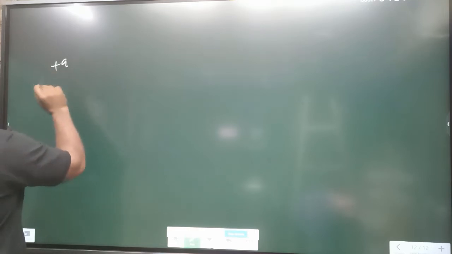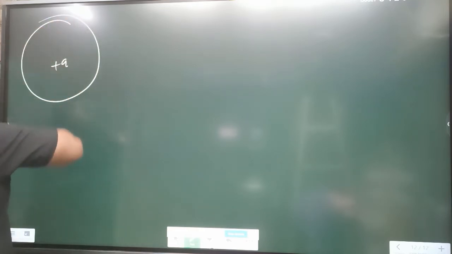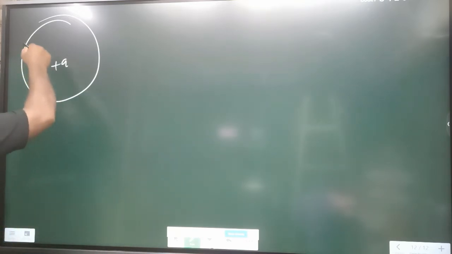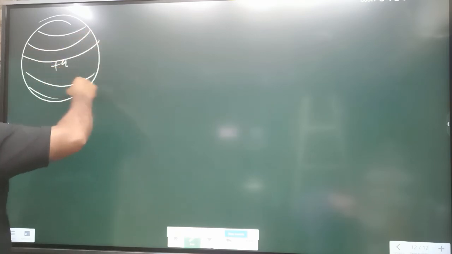Now, here is a plus Q charge. The electric field is created around this one. The charge creates an electric field in which direction? All directions. Yes or no? All directions. Then does this system become a 1D system, 2D system or 3D system? This system becomes a 3D system. Yes or no? 3D system.